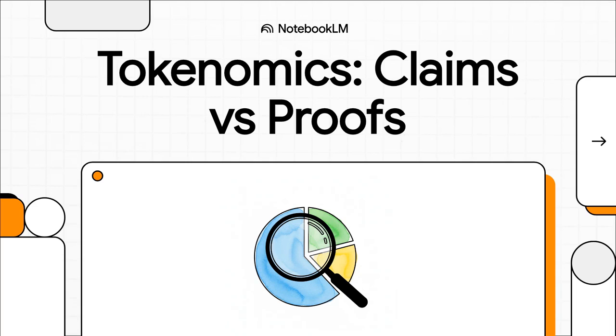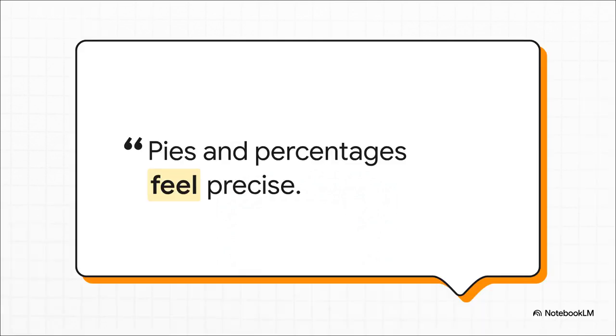We're going to learn a simple, repeatable way to audit a project's tokenomics so you can cut through all that marketing hype and figure out what's real and what's, well, just a claim. You know what I'm talking about, right? Those super slick tokenomics pages with the perfect pie charts and all the percentages laid out. They're designed to make you feel confident, like everything is buttoned up and professional. And yeah, they feel precise. That's the whole point. But that feeling can be a total illusion, hiding promises and plans that aren't actually reality yet.